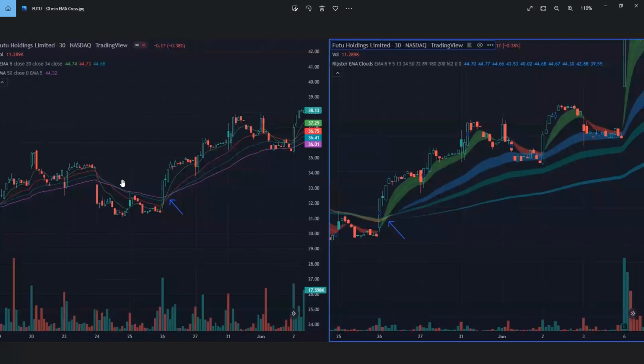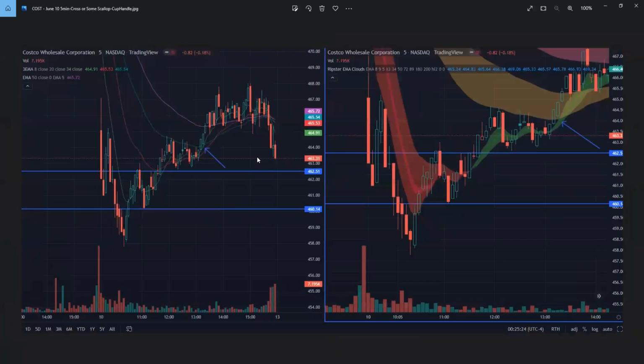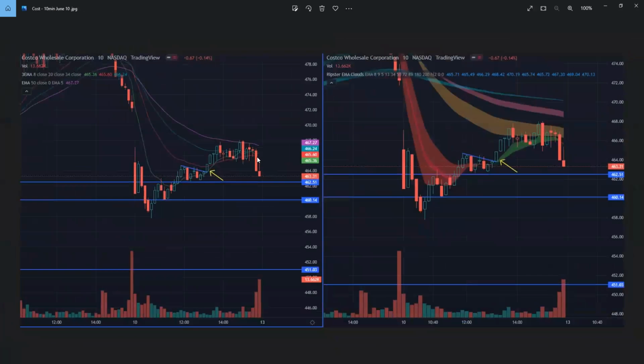Okay, so this one is just an extra one. You can say that it might be an EMA cross, but that wasn't the trade that I did. This was on Friday as well. And I think I got 50% on this.